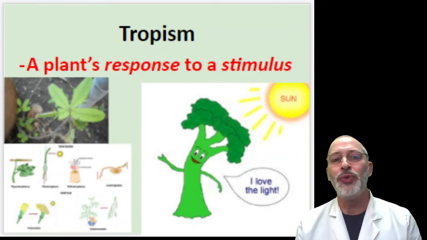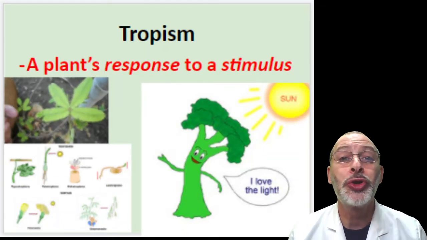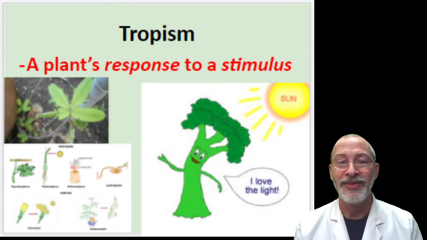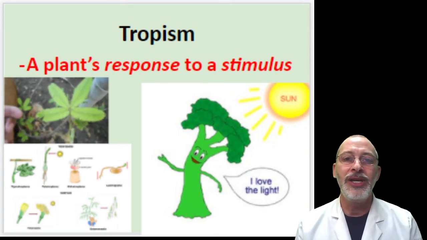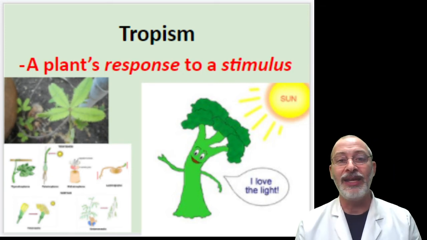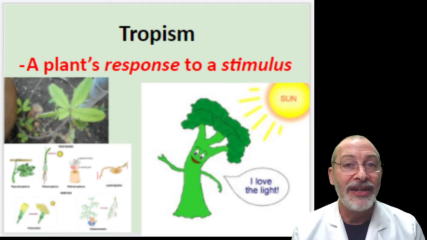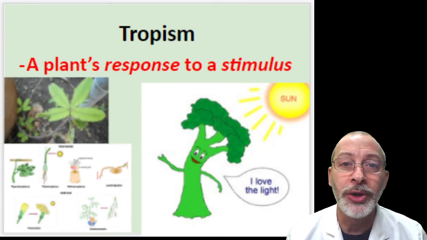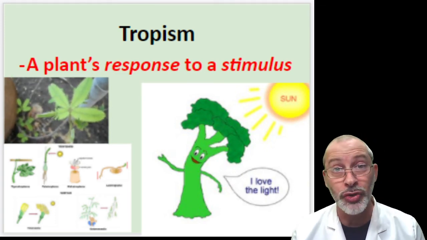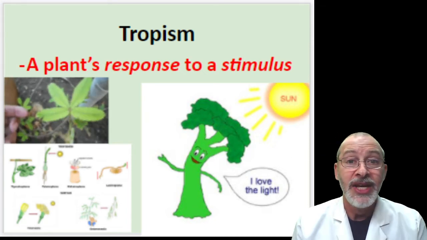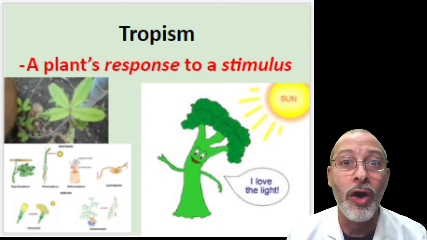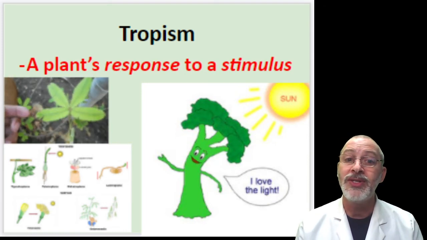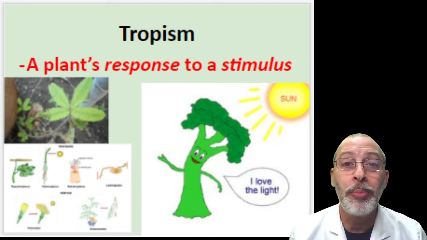And it has to do with a word called tropism. Tropism, I think, is a pretty cool thing. Tropism is unique to plants in that it is a plant's response to a stimulus. You know from Unit 1 that all living things respond to a stimulus. It's one of the characteristics of all living things. But plants, when they respond to a stimulus, it's called tropism.